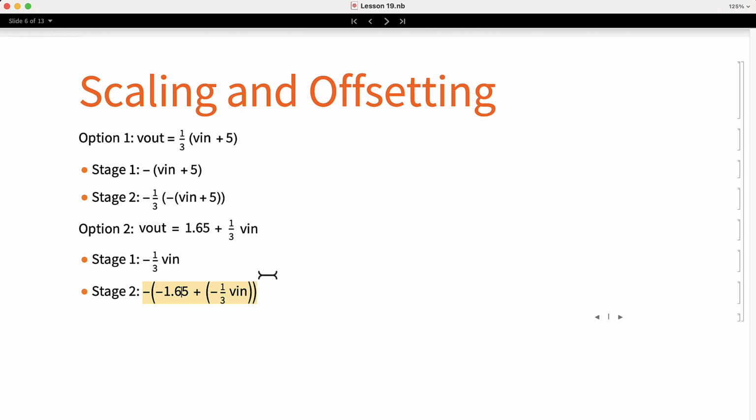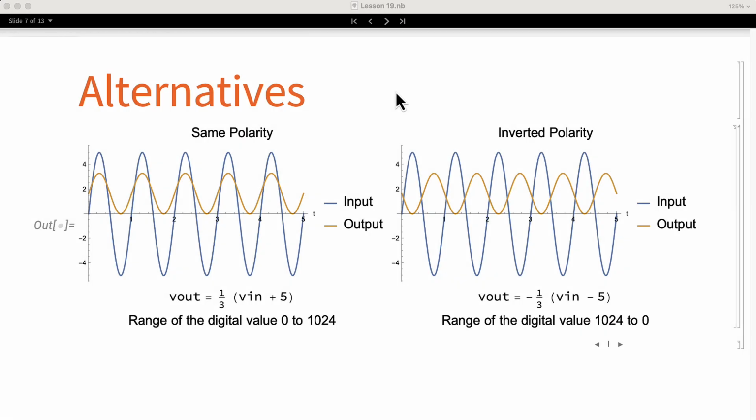Yes, but we need to do some simple processing on the digital side. In the previous implementations, a voltage of minus 5 volts corresponds to 0 volts, while a voltage of plus 5 volts becomes 3.3 volts. When the input is at its maximum, the output is also at its maximum. But what if we change the polarity of the signal? That way, when the input is at the maximum, the output is at the minimum, like this.